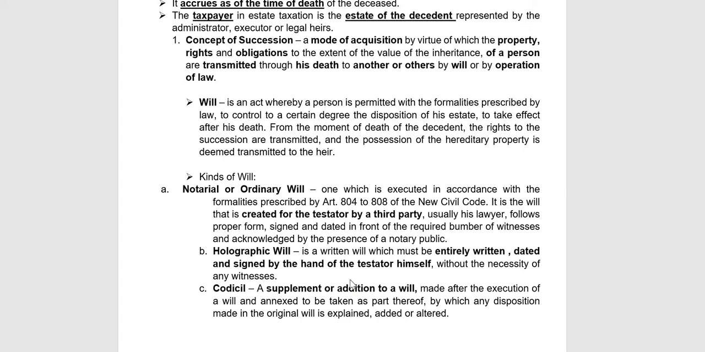It requires no witnesses, unlike the notarial or ordinary will, which requires a number of witnesses. But for the holographic will, it must be attested that it is handwritten by the testator. A codicil is a supplement or addition to a will, made after the execution of a will and annexed to be taken as a part thereof, by which any disposition made in the original is explained, added to, or altered. So it is just an addition to a will made before.